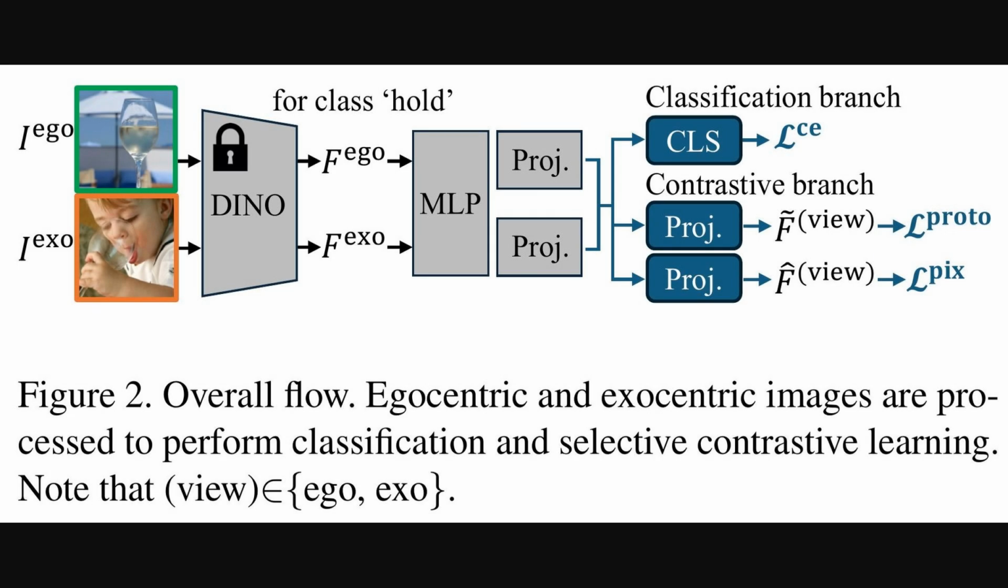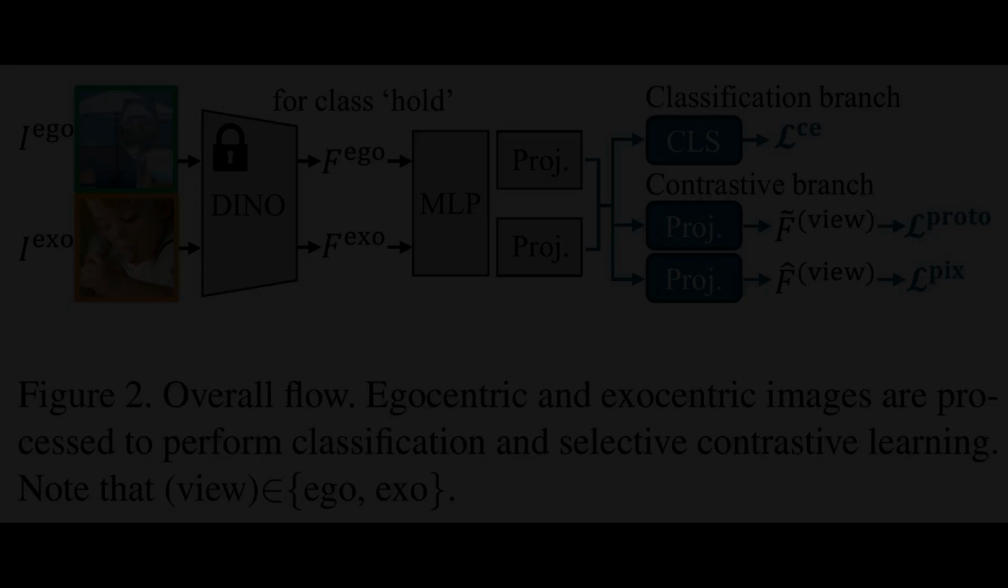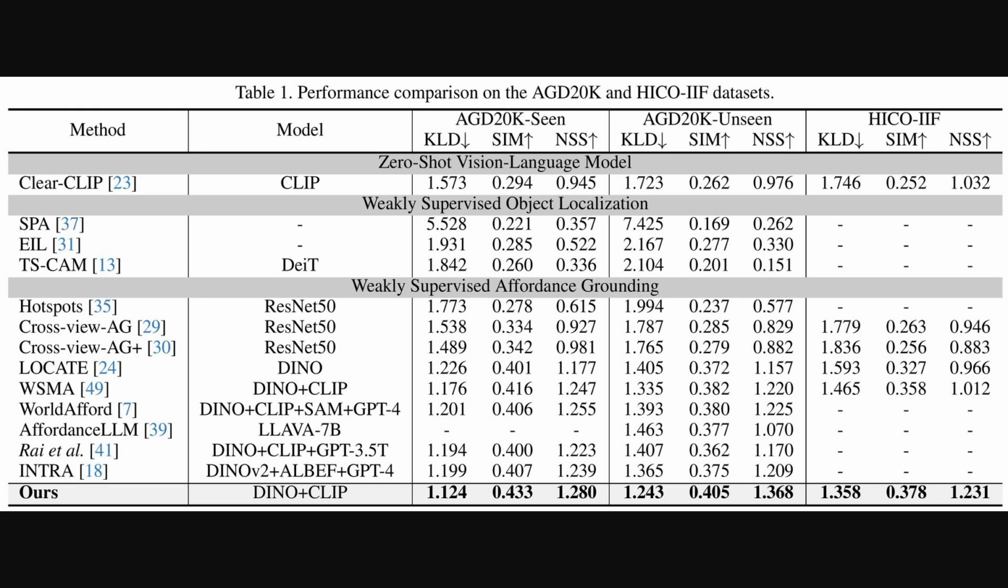Alright, the previous figure highlighted object discovery. Figure 2 shows the overall training flow that connects egocentric and exocentric views. The DINO encoder extracts features that feed a small multilayer perceptron and projection heads, so the system supports both classification and selective contrastive learning. The classification branch predicts the action because it uses cross-entropy, while the contrastive branch aligns or separates features using prototypical and pixel objectives. This pairing lets supervision expand to the object when parts are unreliable, or concentrate on precise parts when reliable cues exist.